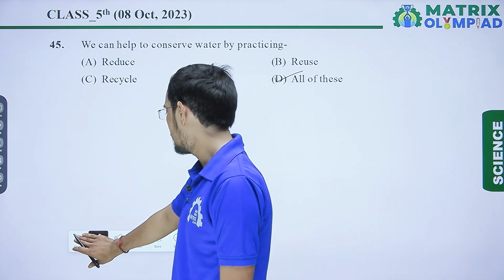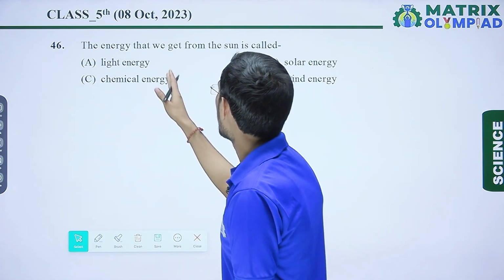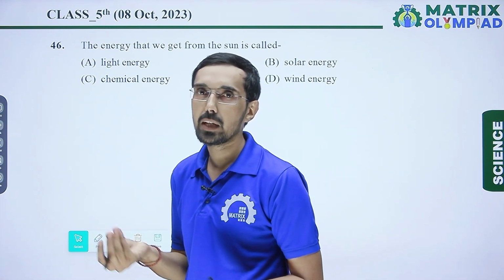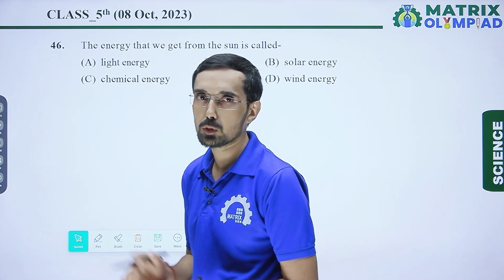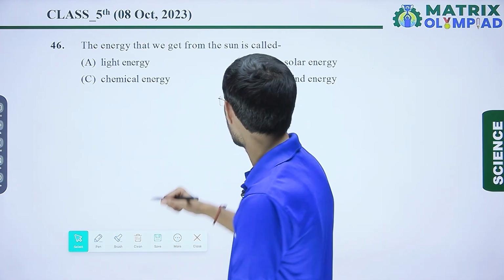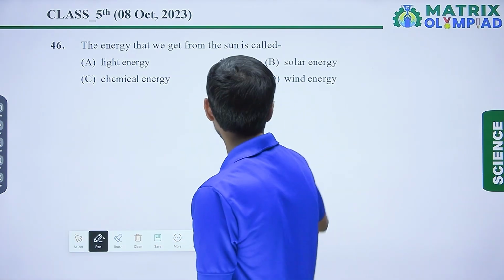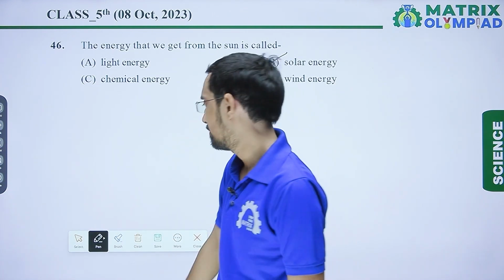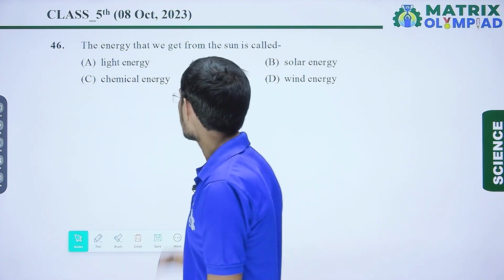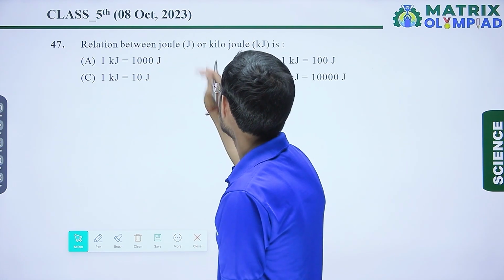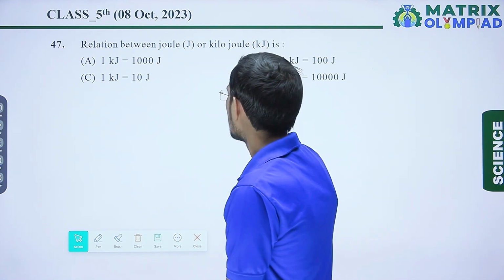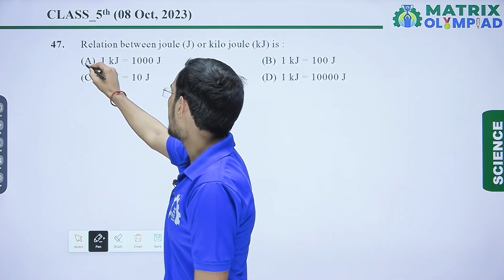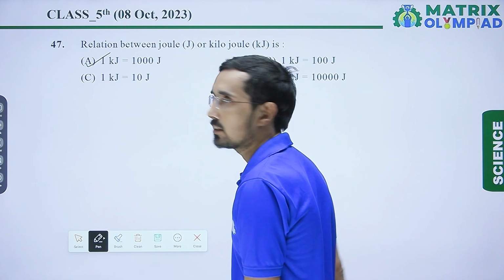Now next question is: the energy that we get from the sun, the energy that plants utilize for the process of photosynthesis, that energy is known as solar energy. Clear? So the correct answer will be option B. Next question is: the relation between joule and kilojoule. The correct option will be option A, 1 kilojoule is equal to 1000 joule.